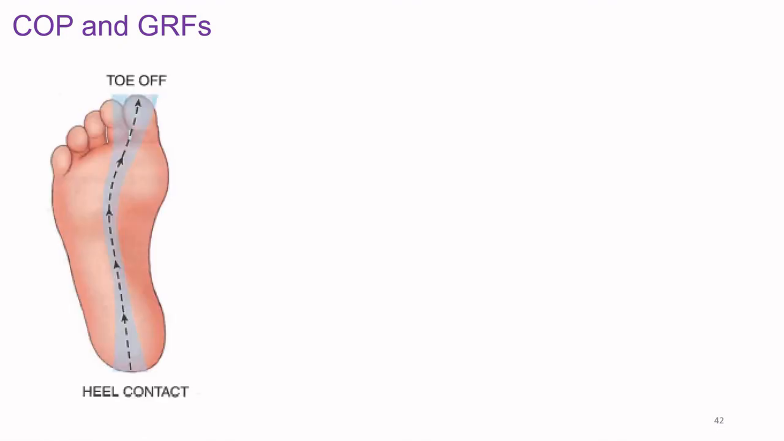Let's briefly look at the center of pressure and ground reaction forces that are produced when the foot is in contact with the ground. Here we see a diagram showing the path of movement of the center of pressure during the stance phase. It starts at the heel when initial contact is from a heel strike and moves anteriorly along the foot, ending its path at the hallux at toe off. Remember, center of pressure is telling us the location at which forces are being exerted.